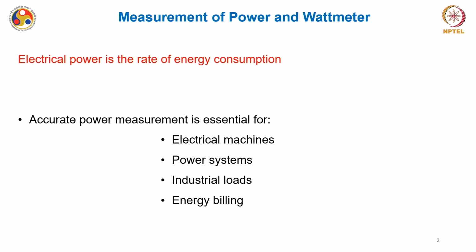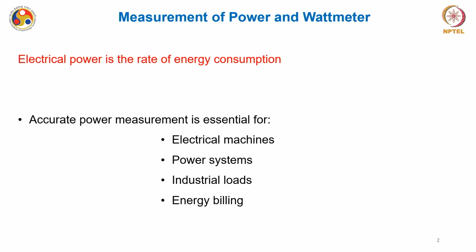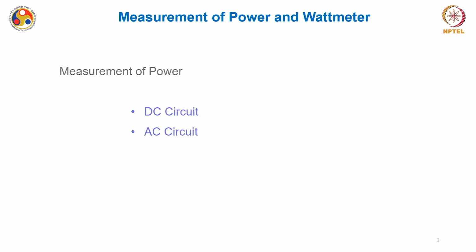Okay. So when I say power, it's basically the rate of energy consumption, and accurate power measurement is essential for a number of applications, be it in the electrical machines, in the power systems, industrial loads, and even for the energy billings. Everywhere you require the power. Measurement of power in DC circuits and in AC circuits have a little different arrangement. We'll see how we can measure this power in two different conditions altogether. So first let's talk about power in the DC circuits.